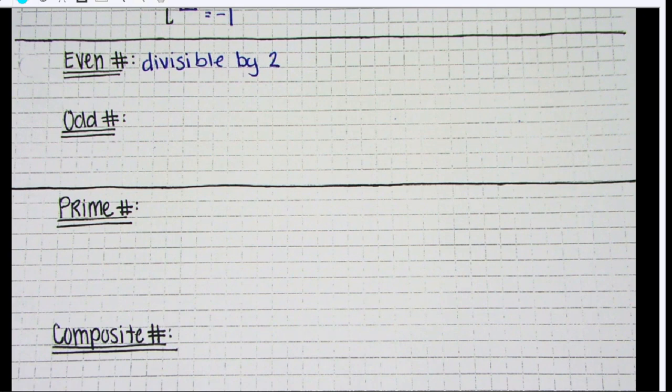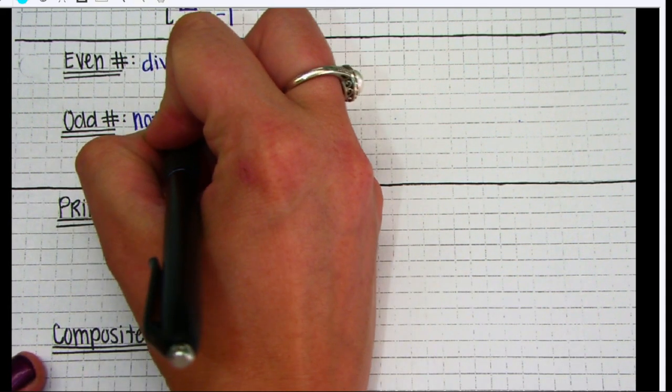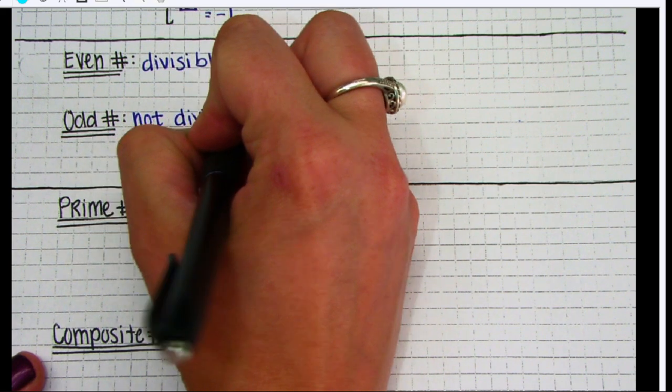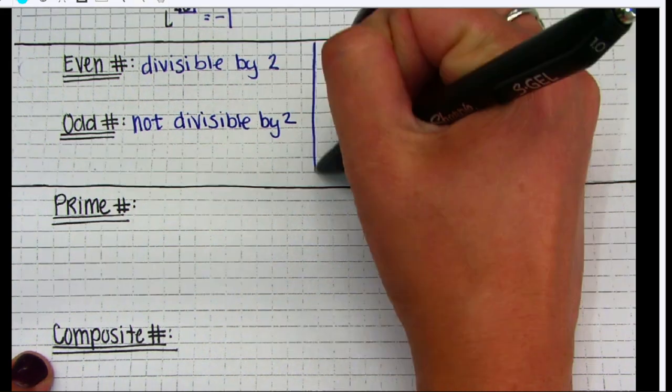What makes it odd? It's not divisible by 2. So if you divide it by 2, you get a decimal, like 7. 7 divided by 2 is 3.5. So not divisible by 2. So divisible just means that I'll get no remainder.